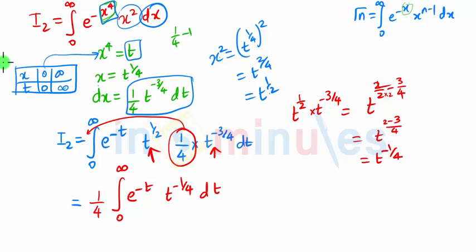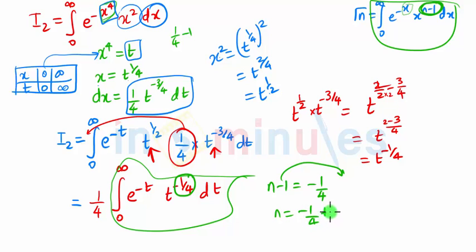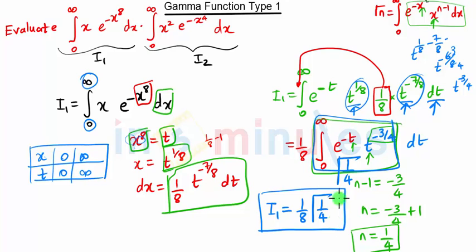Now if you compare this equation with this equation, these two equations are similar. So what is n minus 1? N minus 1 is nothing but minus 1 upon 4. When we take this one here, it will be minus 1 upon 4 plus 1, which is 3 upon 4. So this whole term is nothing but gamma of n, where n is 3 by 4. So our I2 is 1 by 4 gamma of 3 by 4. This is our I2. This is our I1.